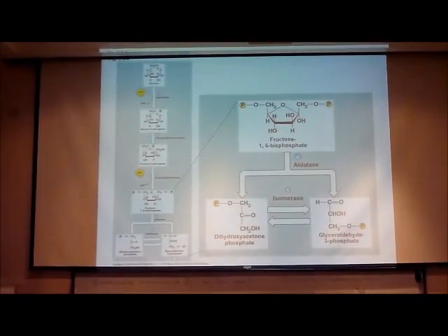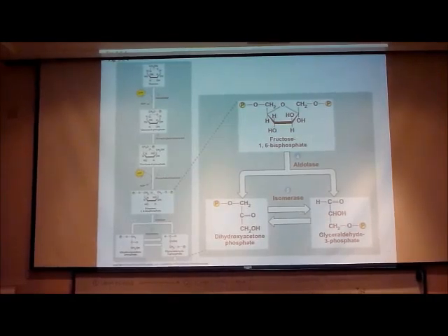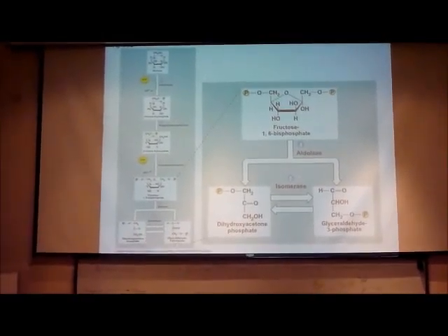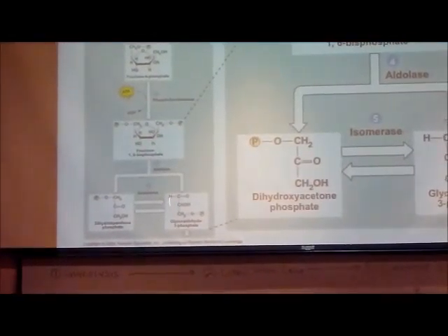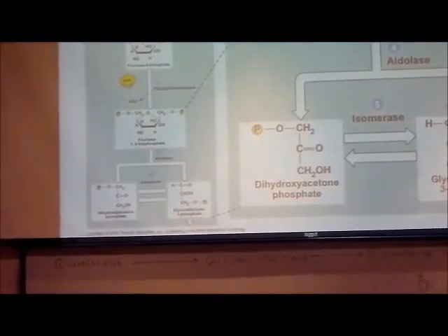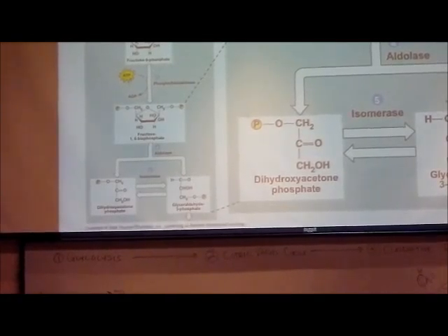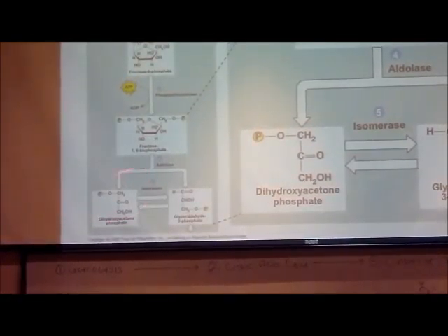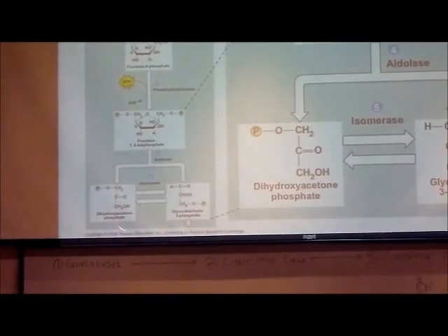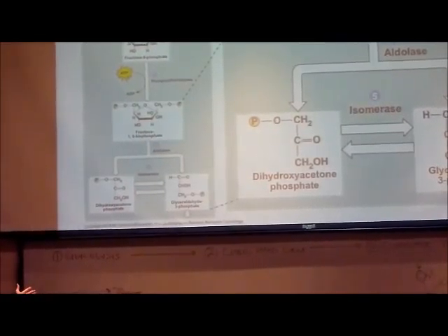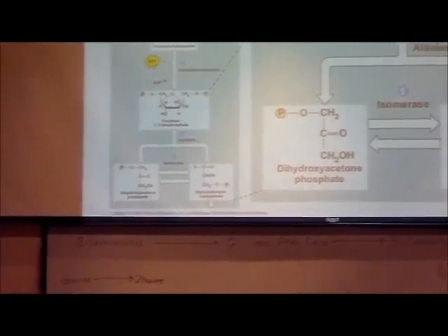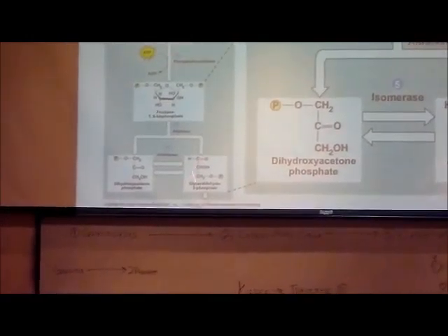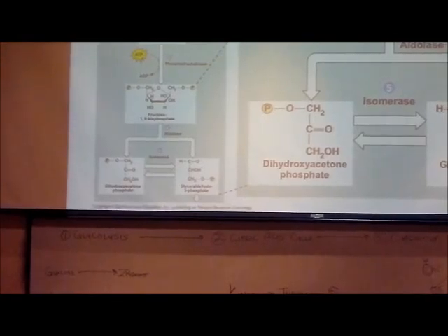G3P is going to actually come back a little later when we start talking about photosynthesis. But again, whichever one of these we make, it doesn't matter. Glyceraldehyde 3-phosphate is the one we need to use to proceed. So if we do wind up making dihydroxyacetone phosphate, which we will invariably, we can use an enzyme called isomerase to alter its structure and give us glyceraldehyde 3-phosphate.